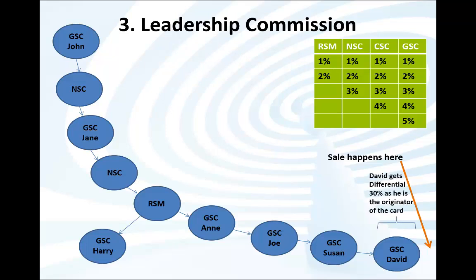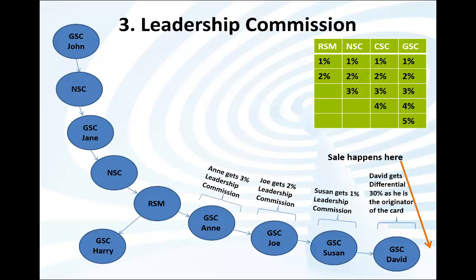GSC David therefore receives the 30% differential commission. The robot looks for who qualifies for the 1% Leadership Commission, and that member is Susan. We can see that GSE Joe receives the 2% Leadership Commission on the same sale, and GSE Anne receives 3% Leadership Commission on the same sale.